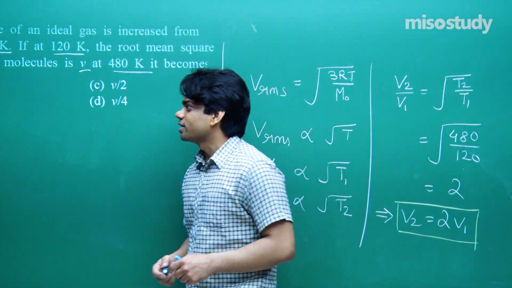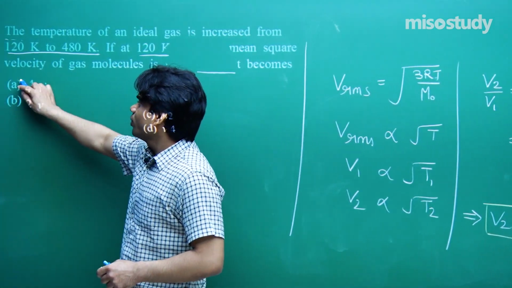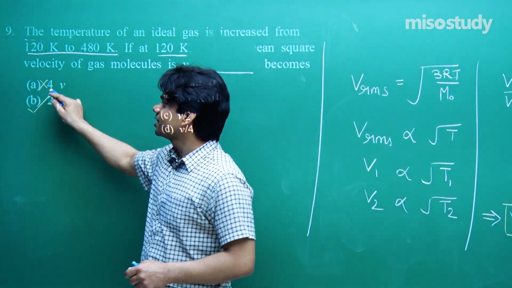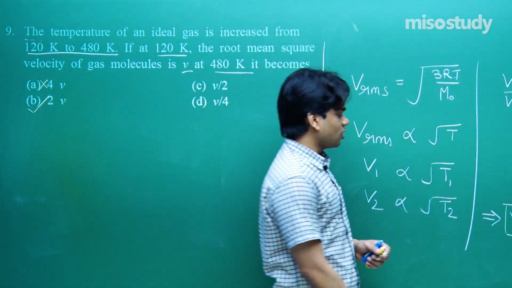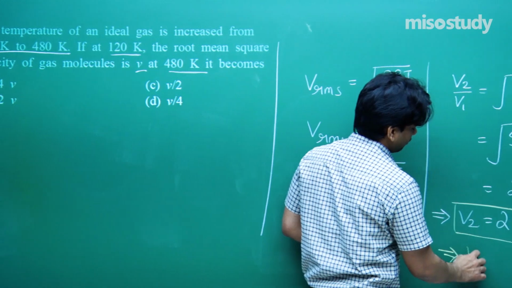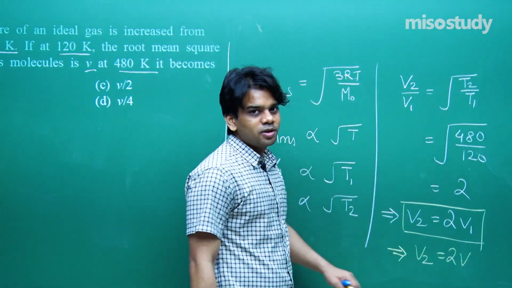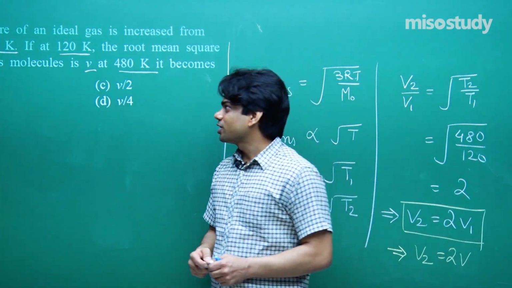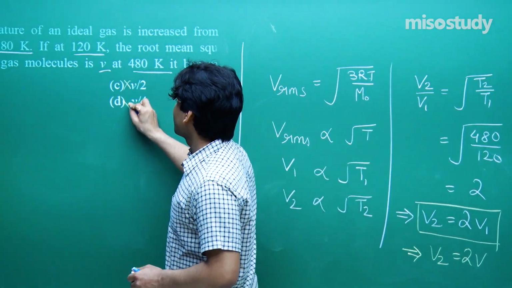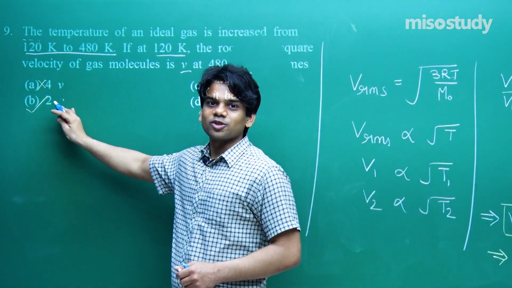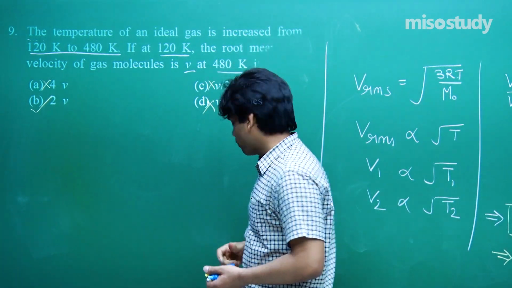Let's check with the given option. A 4V, no. B 2V, yes. It's the twice of initial velocity, or let me write down final velocity is equal to twice of initial velocity, that is V, that has been provided to us. So let's check with the third option. V by 2, no, and V by 4, no. So 2V, it will be actually double. It will be twice of the initial speed.